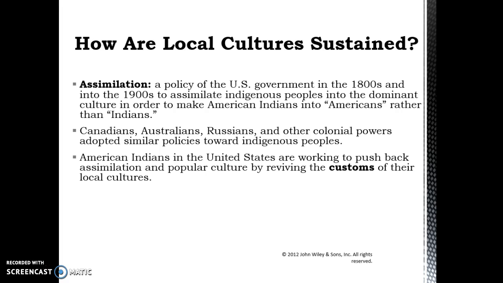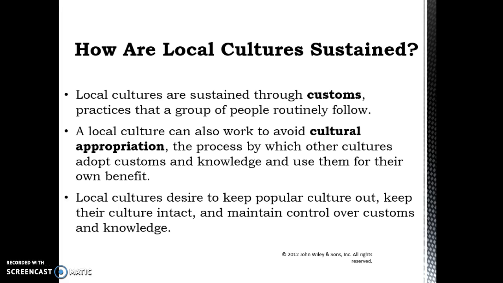When we're talking about American Indians, in particular in the U.S., they've been really, especially lately, working to push back against assimilation and push back against some of the more negative influences of popular culture in terms of losing culture by seeking to try and revive customs that they have held, as they would say, from time immemorial. And again, those customs are like local cultures tend to be sustained through these, but they're specific practices that groups of people routinely follow.